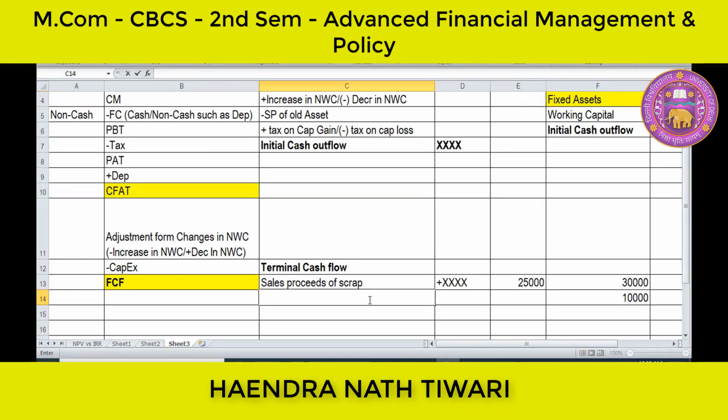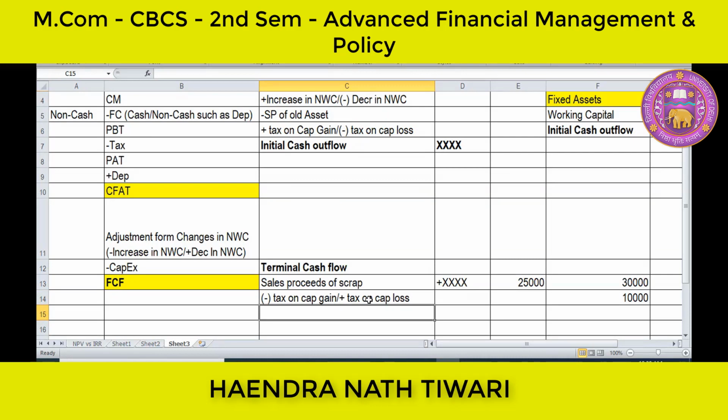So this will be minus tax on capital gain or plus tax on capital loss, depending on the situation.